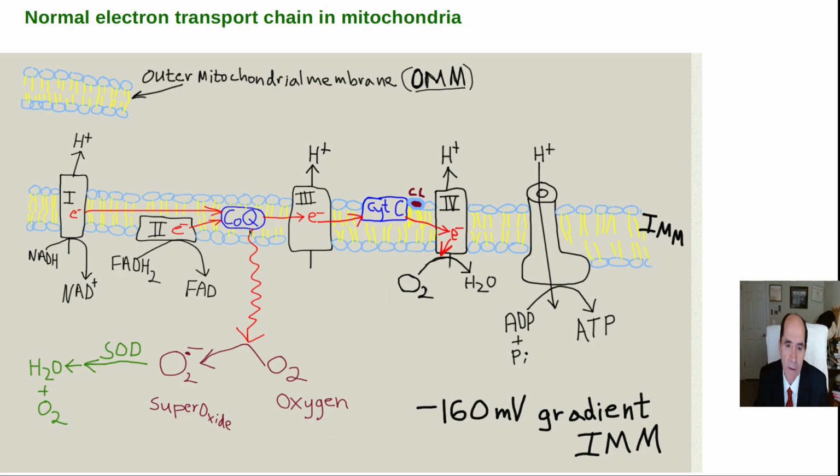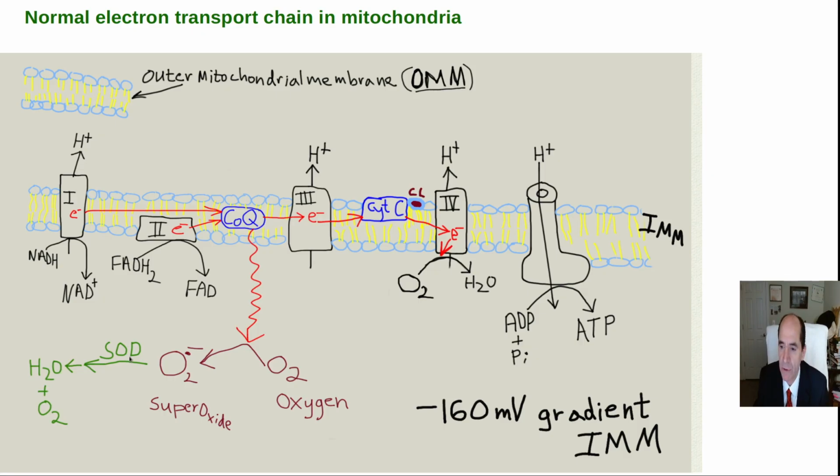Once in a while, you'll leak an electron. It'll drop into the matrix. It'll hit an oxygen and convert that oxygen into a superoxide free radical with an unpaired electron in its outer orbital. Now, normally, superoxide dismutase, SOD, will rapidly take this superoxide and convert it into H2O2 initially and then into water. Okay, there are other steps, but that's what you need to know. And this is a very rapid reaction.